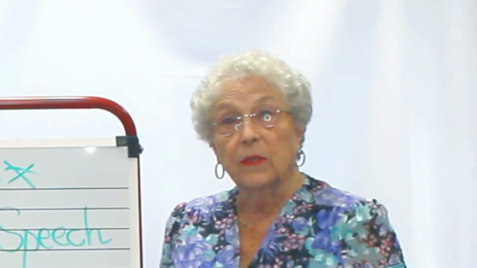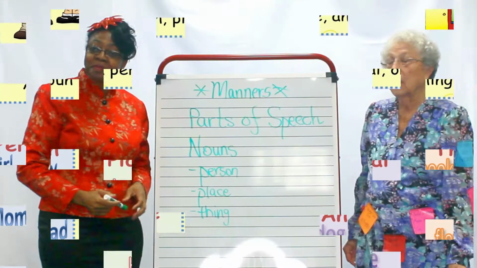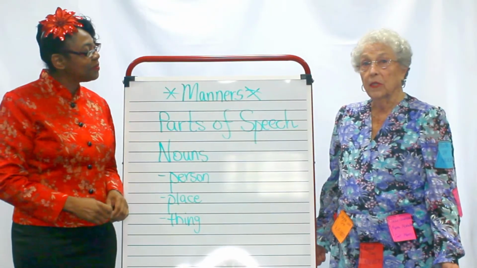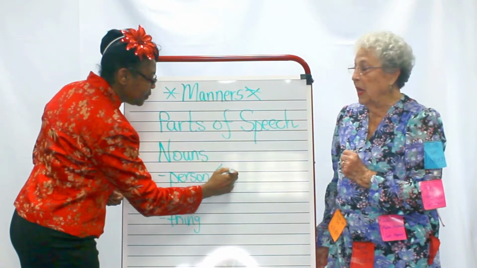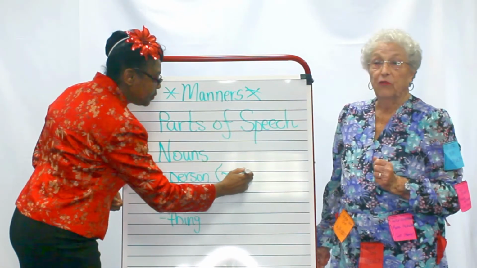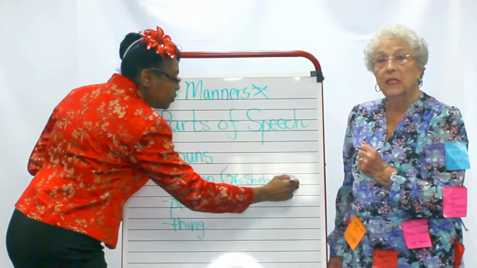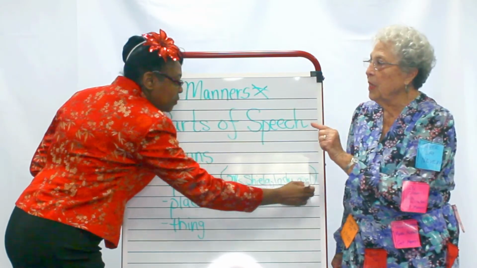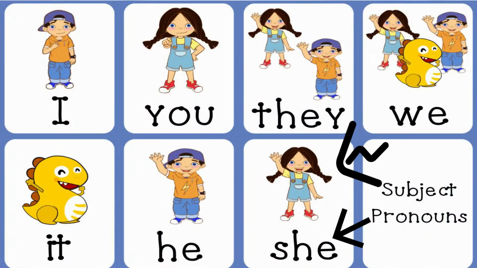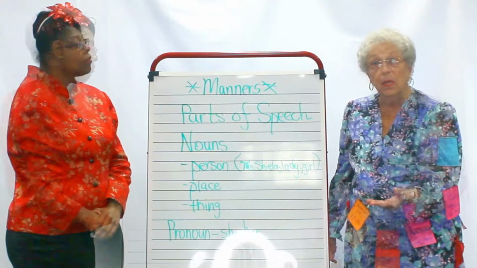What are nouns? Nouns are the names of a person, place, animal, or thing. A person, Miss Shiela. But Miss Shiela we could also refer to as a lady. If she were younger, we could say a girl. So she is a person. And I didn't say Miss Shiela is a person. I said she is a person, which is a pronoun. So it takes the place of the noun.